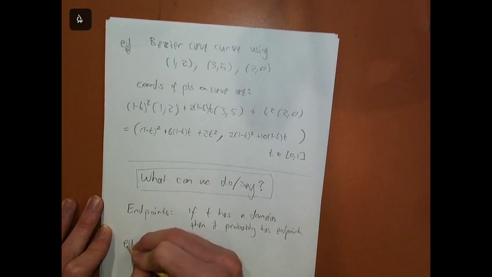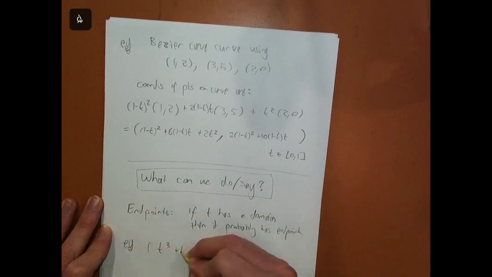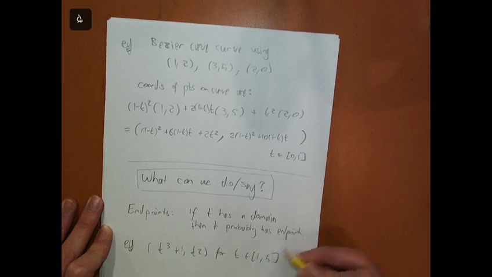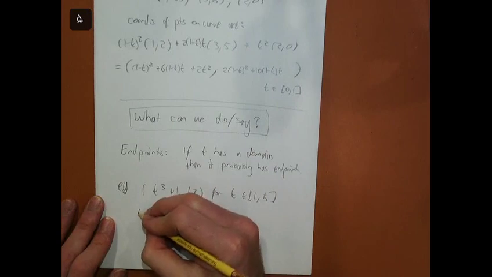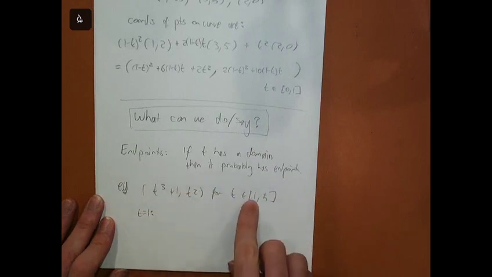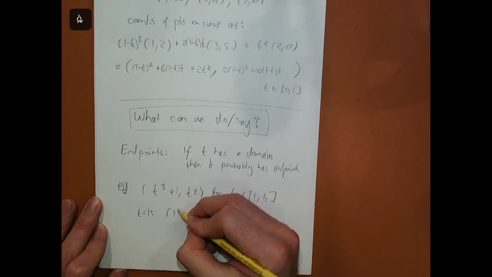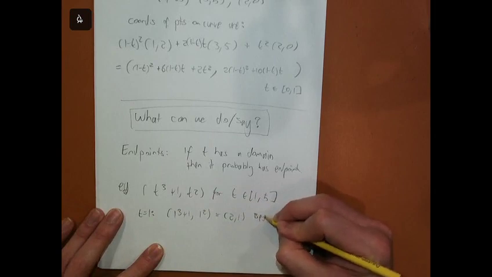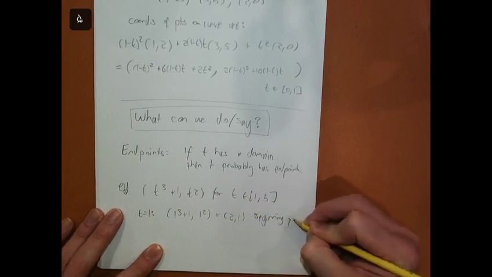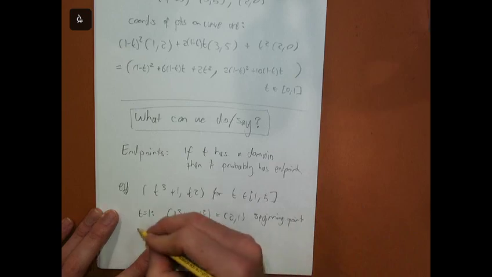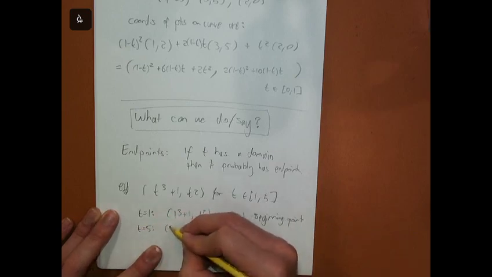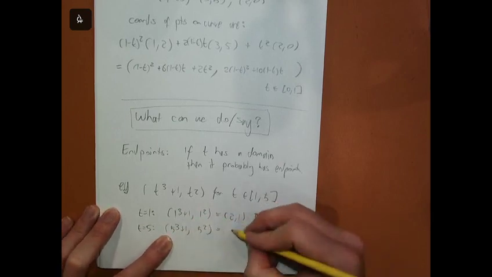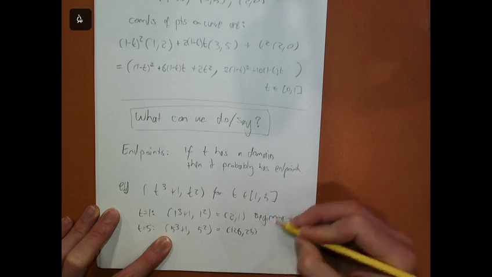For example, t cubed plus 1 over t squared for t between 1 and 5. Well, the beginning is when t is 1. So that would be 1 cubed plus 1 over 1 squared, which is (2, 1), and that's the beginning point. And when t is 5, it's 5 cubed plus 1 over 5 squared. 5 cubed is 125, so (126, 25). That's my end point.